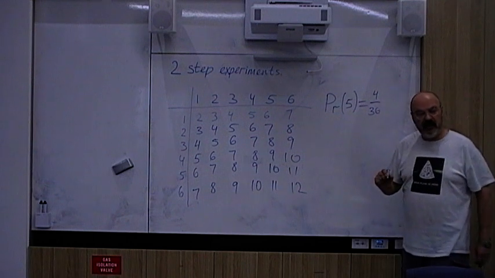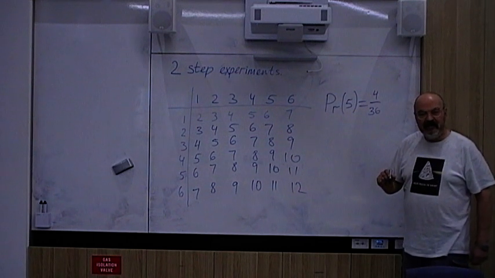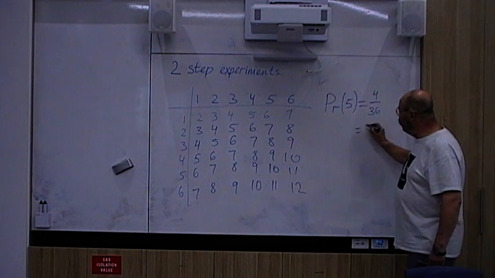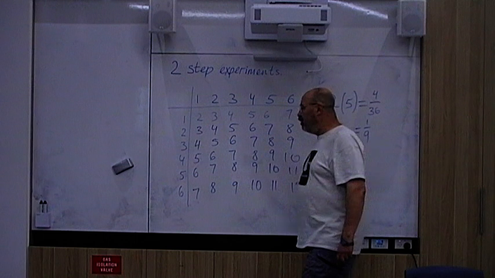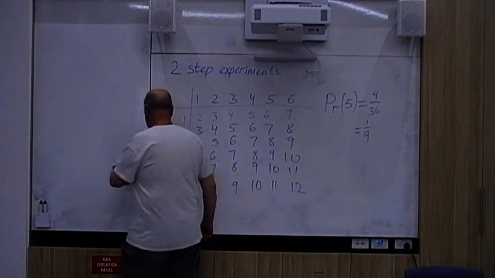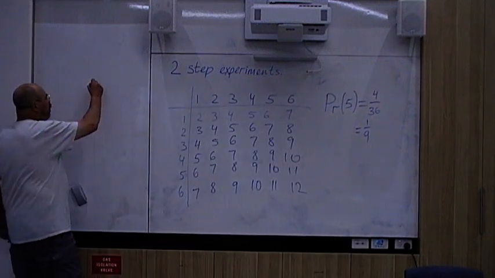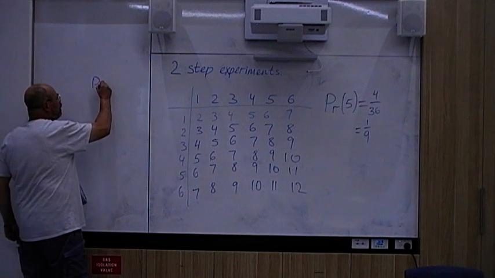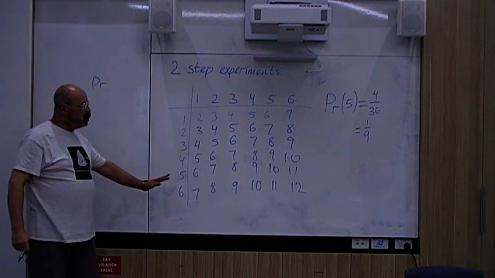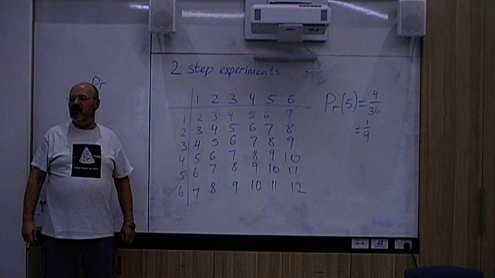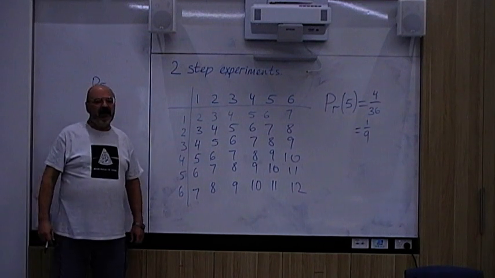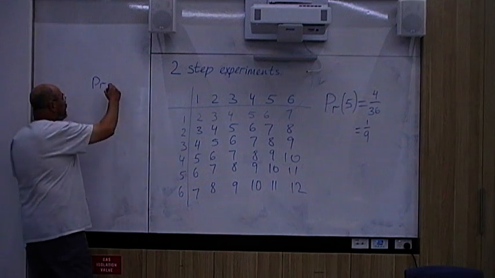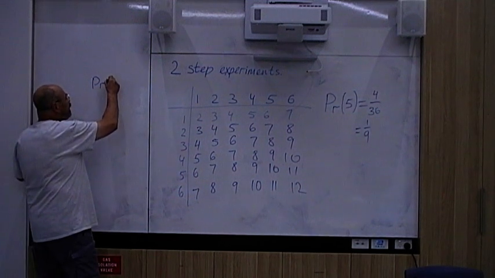Can you leave the answer in this form? You need to simplify it, it will be 1 over 9. Which number is most likely to get when you roll two dice? Which number will have the highest probability? 7.